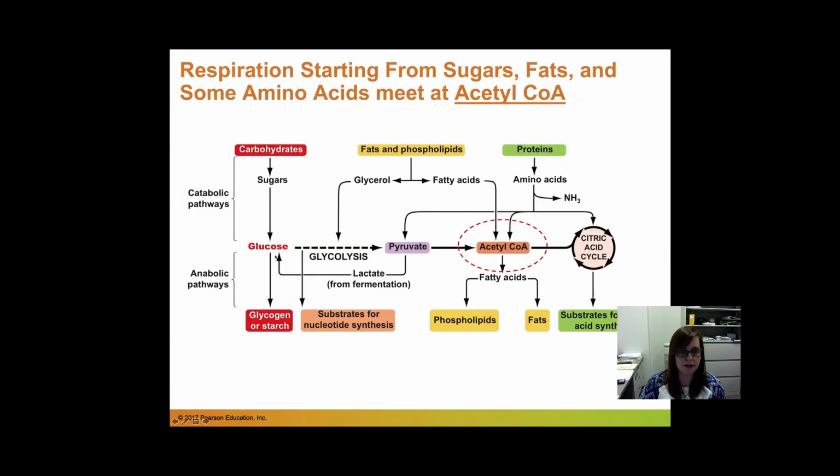So far we've talked about glucose being converted into pyruvate, which is converted into acetyl-CoA. But in the bigger picture, this starts with the carbohydrate glucose. Fats and phospholipids, as well as proteins, can come into this catabolic pathway and enter at acetyl-CoA.